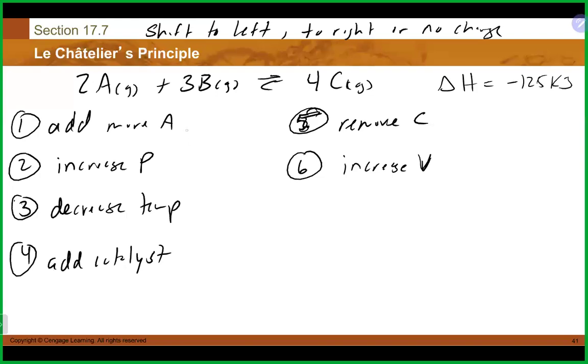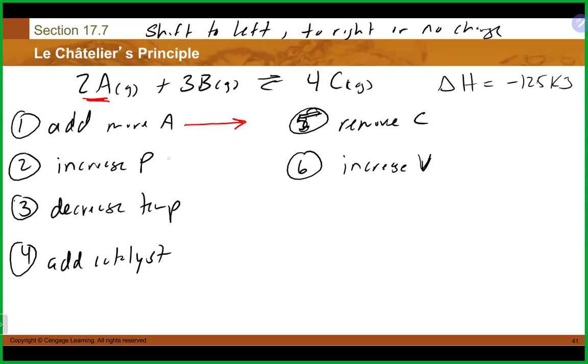So in this case, we're going to add more A. So A is a reactant, and when we add it, we add it to the left-hand side. It then should shift away from it to the right-hand side. Again, here, by adding more A, we actually have a lot more reactants, so that's going to increase the forward reaction in this case.